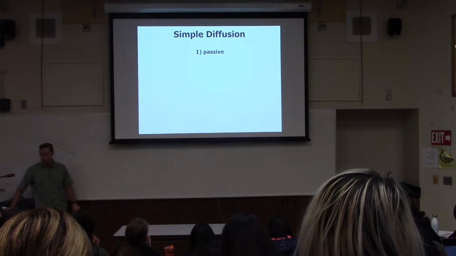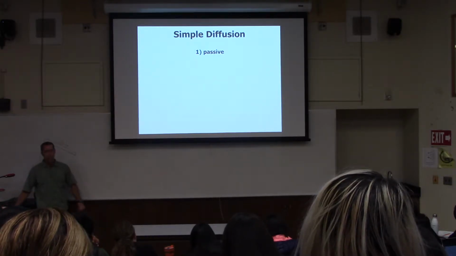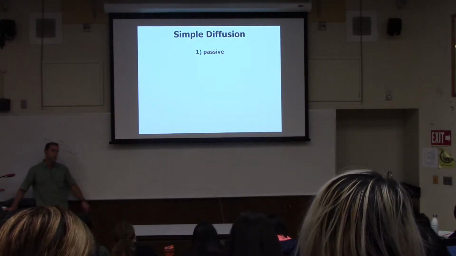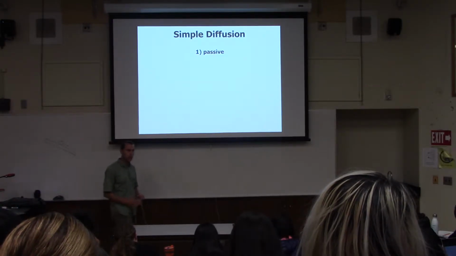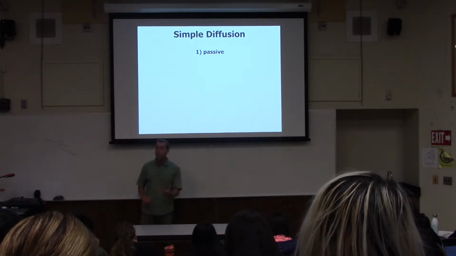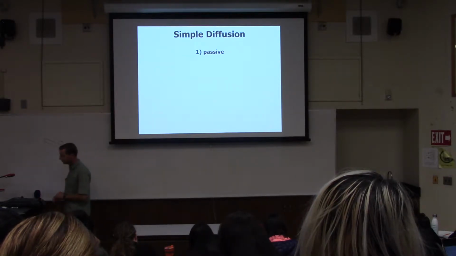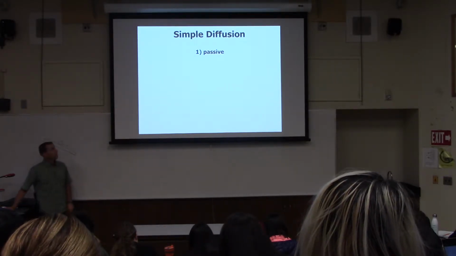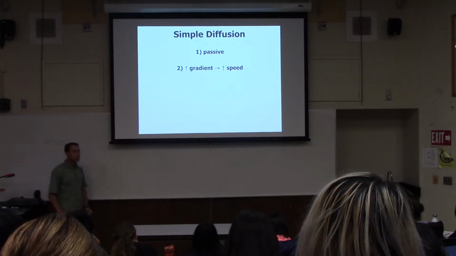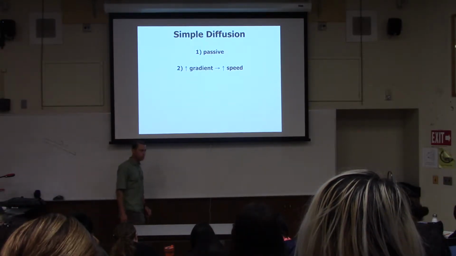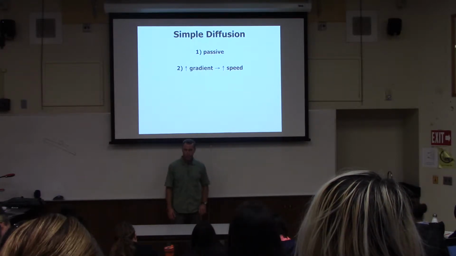And really diffusion in general is passive. Right, we talked about that before. All forms of diffusion are passive. We don't have to add energy to the system, but we now know where that energy comes from. It's the molecular motion. That's what's causing these things to move around. Also, with simple diffusion and diffusion in general, the larger the gradient, the faster diffusion occurs. The higher the rate of diffusion.